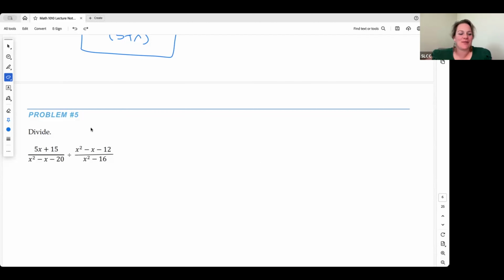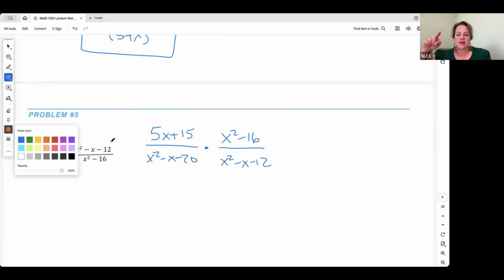Now let's go over problem number 5. Step 1 is to rewrite it. So 5x plus 15 over x squared minus x minus 20, and then change that divide sign to multiply and take the reciprocal. So flip the fraction, so x squared minus 16 divided by x squared minus x minus 12. Then I take out the GCF and factor each of the 4 pieces, both numerators and both denominators.